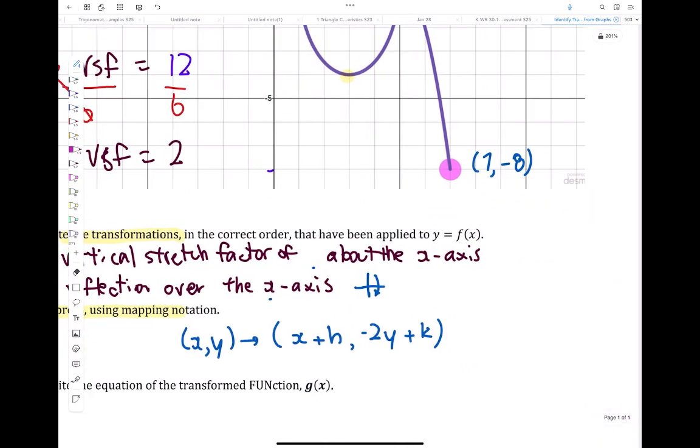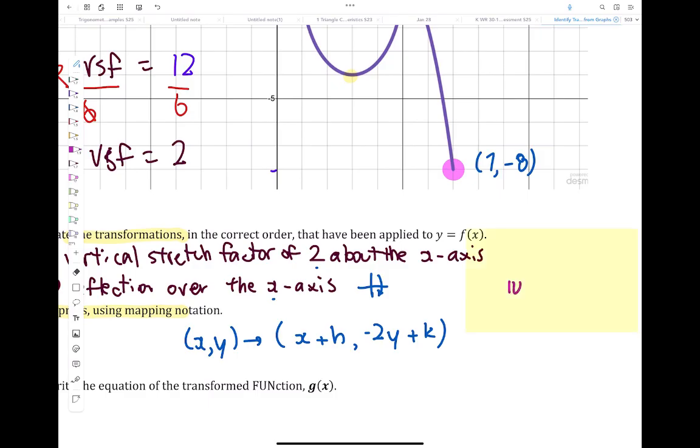We are going to go from 10, 7 on f at x. And when we're done, that is going to have become 7, negative 8. Now that's of course after we've applied our stretch and our reflection. And this is why we have to go to the mapping notation. Okay, well, let's start with the easy one then. Let's start with that x coordinate.